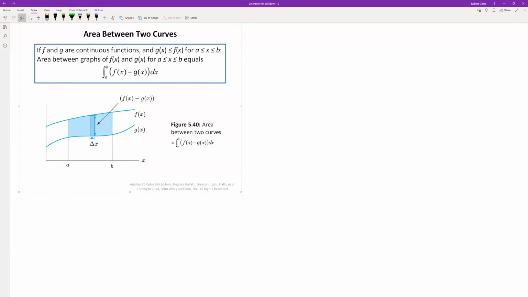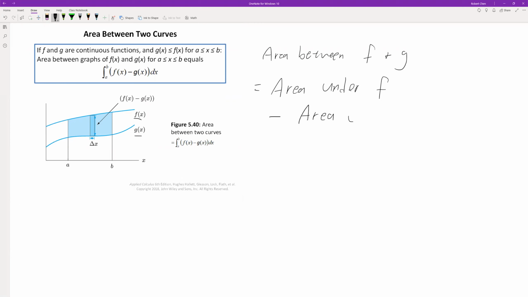Now, another way that we can look at area under the curve is we can actually look at area between two functions, in this case, f and g. So to find the area between f and g, we just take the area under f, subtract the area under g.